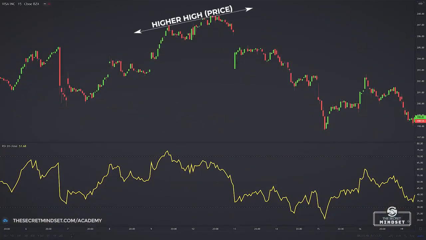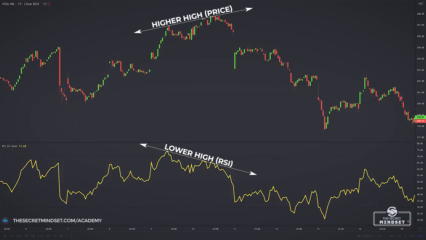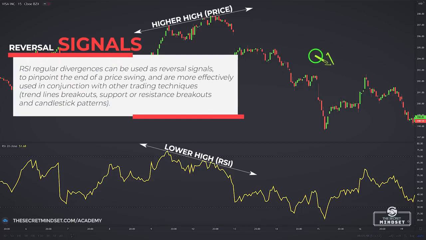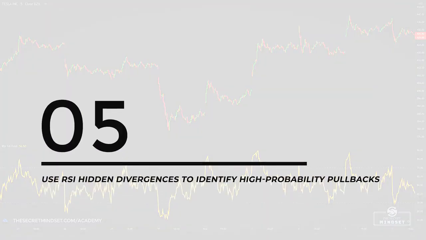A bearish divergence occurs in an uptrend when price action makes higher highs that are not confirmed by the RSI indicator. This indicates weakness in the uptrend, as buying is less intense and selling or profit-taking is increasing. As with the positive divergence, the RSI fails to confirm the higher highs on the price action by making lower highs. The RSI regular divergence can be used as a reversal signal to pinpoint the end of a price swing, and is more effectively used in conjunction with other trading techniques such as trendline breakouts, support and resistance breakouts, and candlestick patterns.